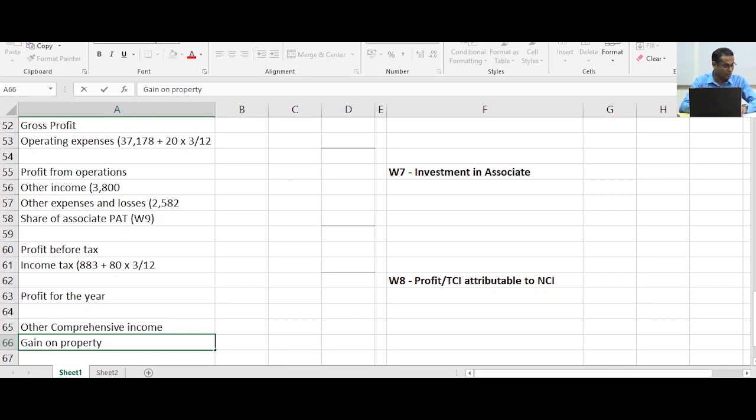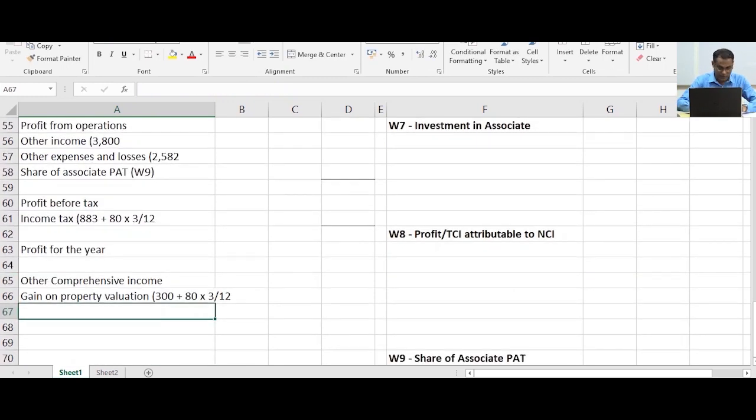Gain on property revaluation. Parent is having a figure of 300. Subsidiary is also having a figure of 80. Again, time apportion 80 into 3 upon 12. You consolidate only last 3 months. Right?